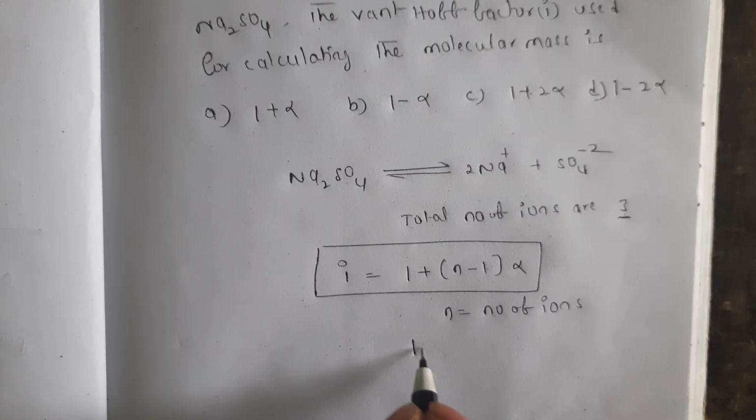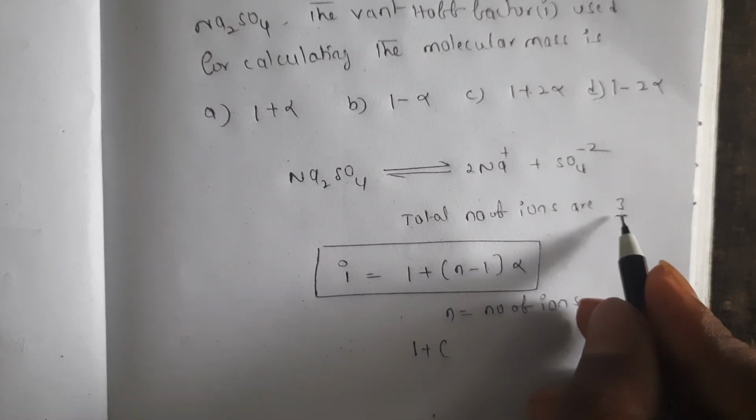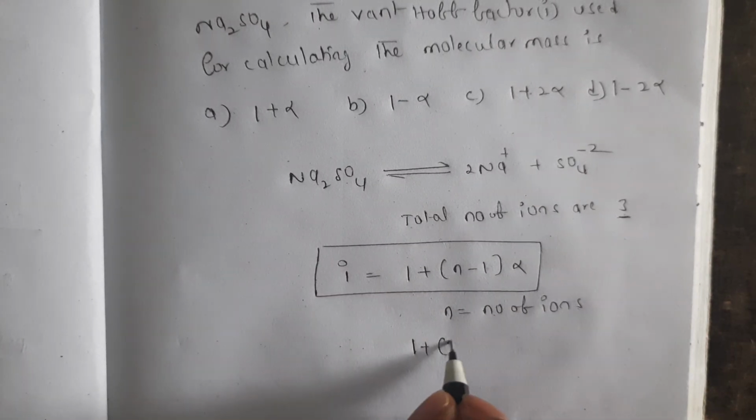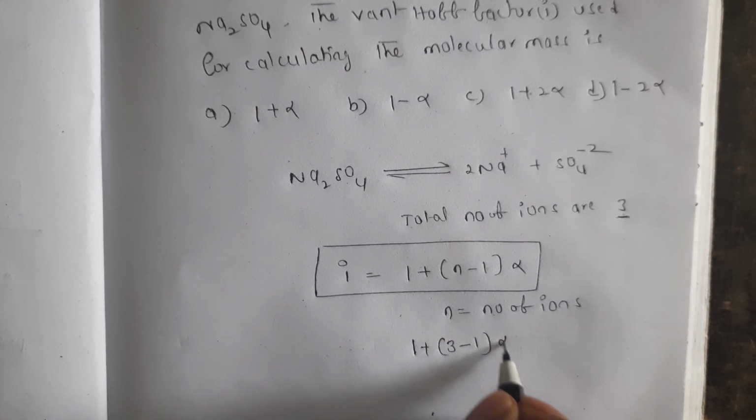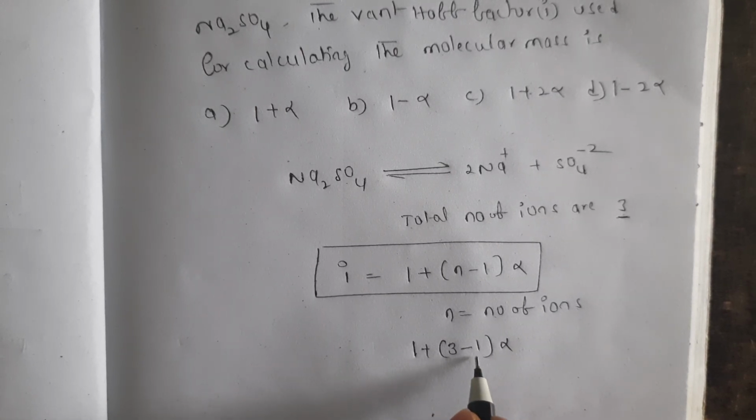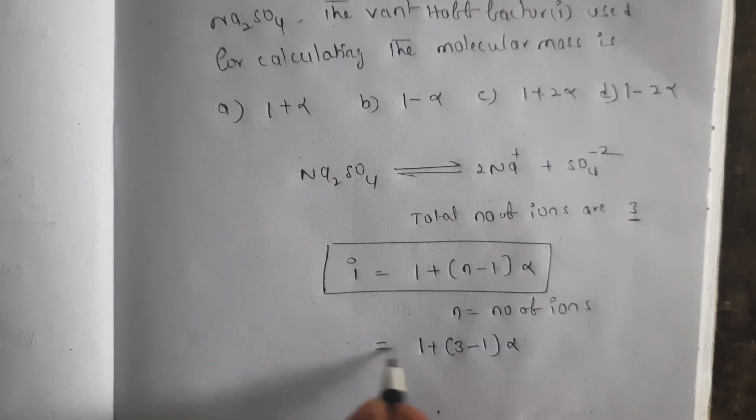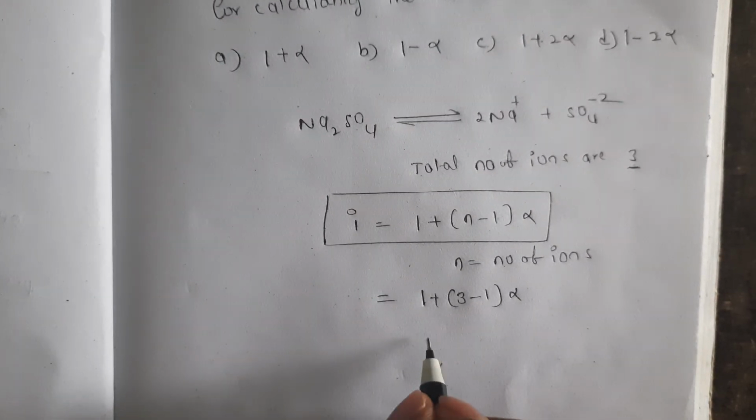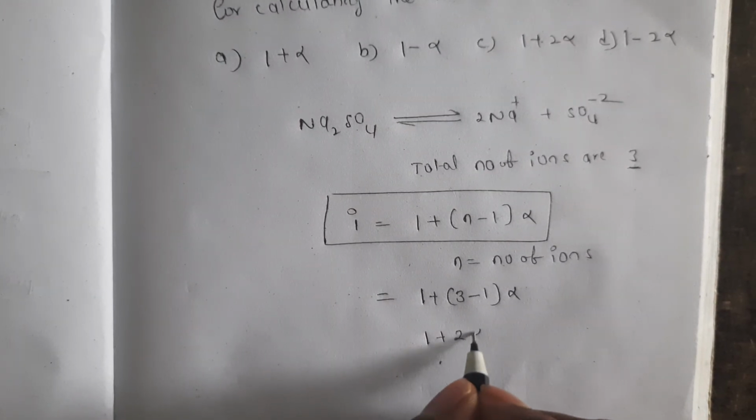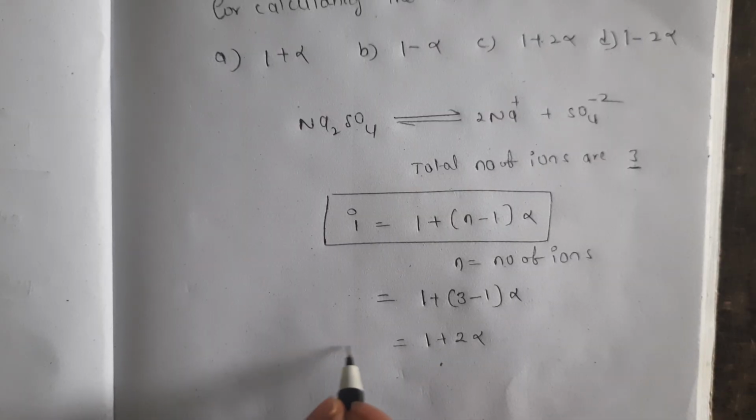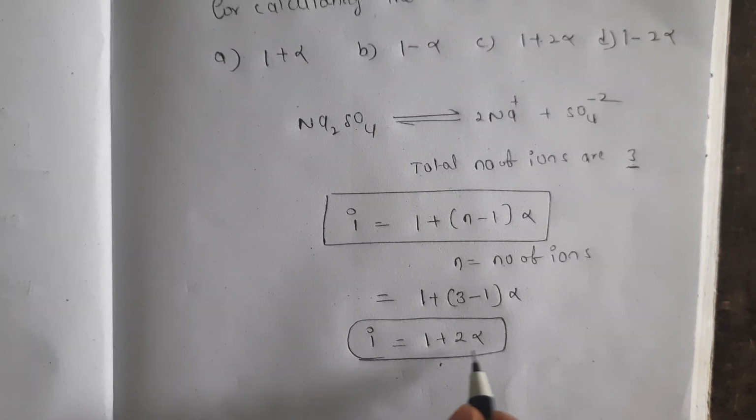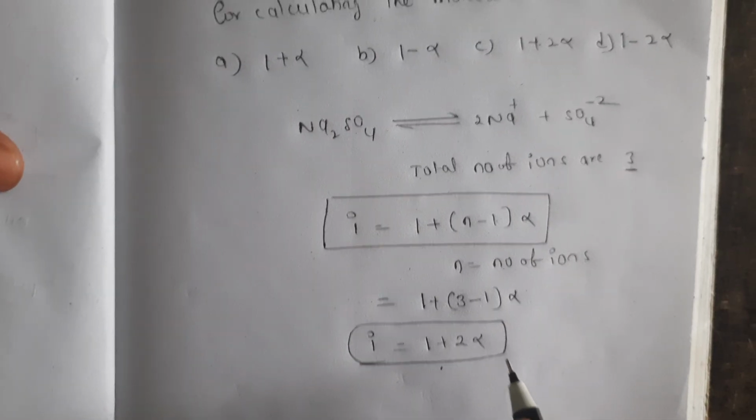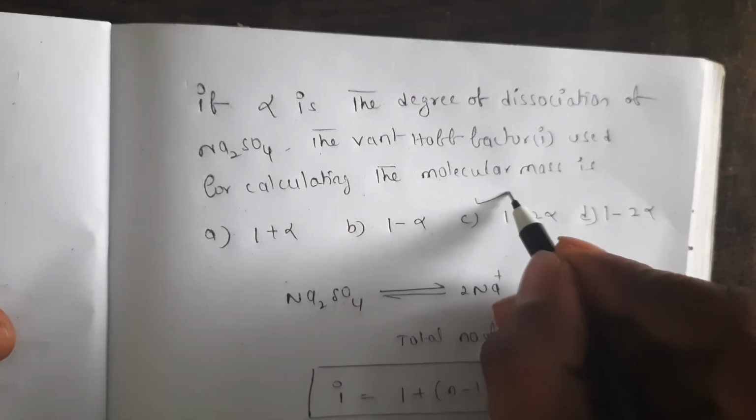So 1 plus, here how many ions? 3. Now n equals 3, right, minus 1, into alpha. So 3 minus 1 equals 2. So 1 plus 2 alpha. Okay, now the van't Hoff factor for this question is what? 1 plus 2 alpha. Okay, now the answer is C.